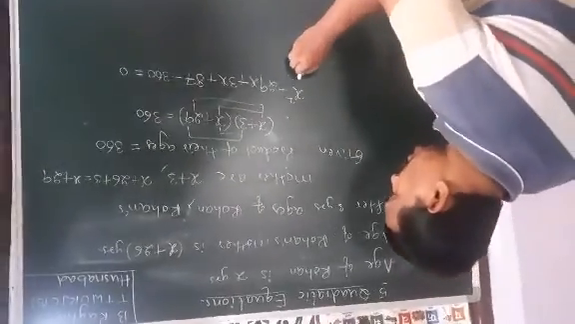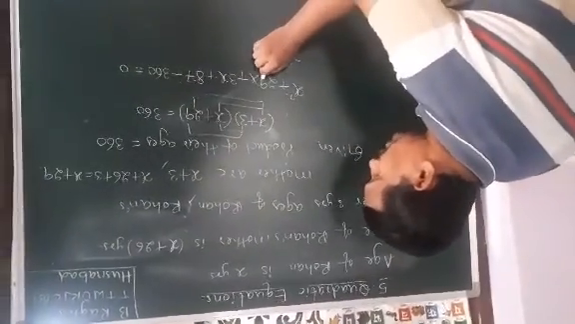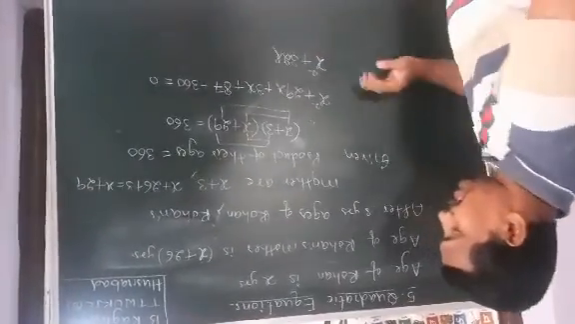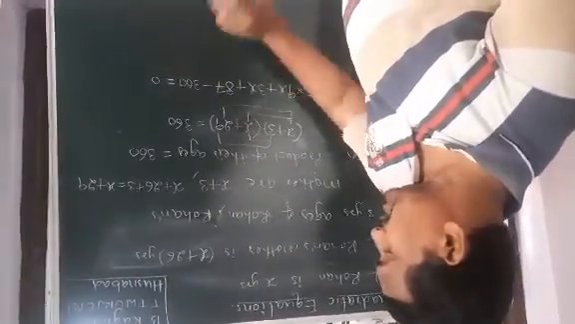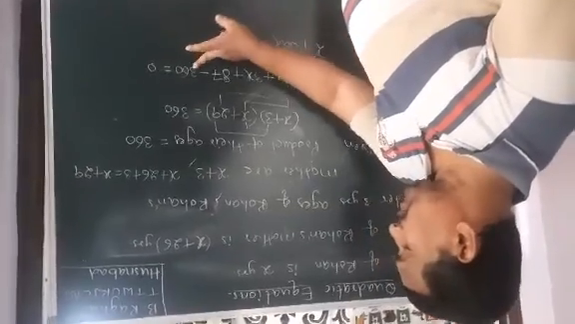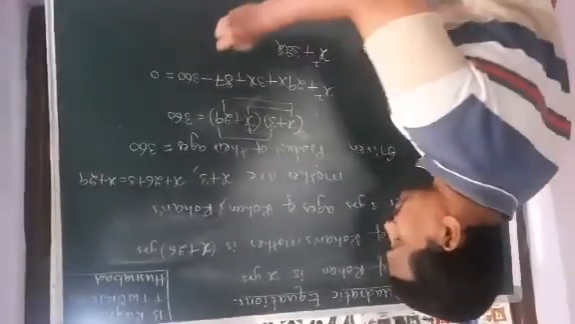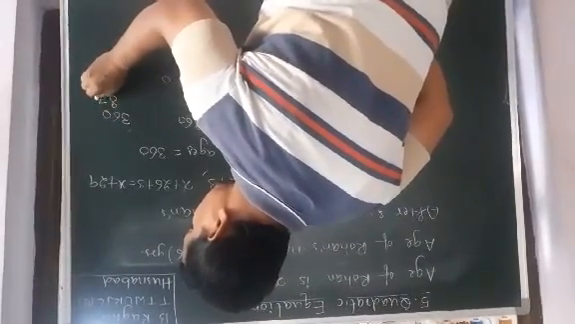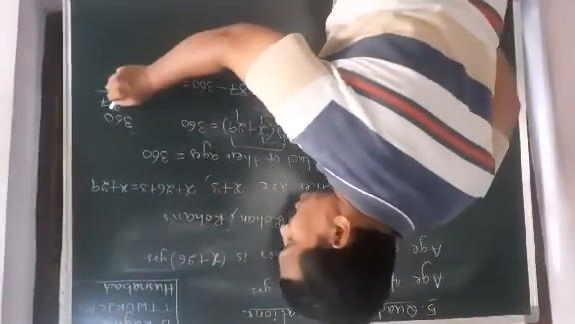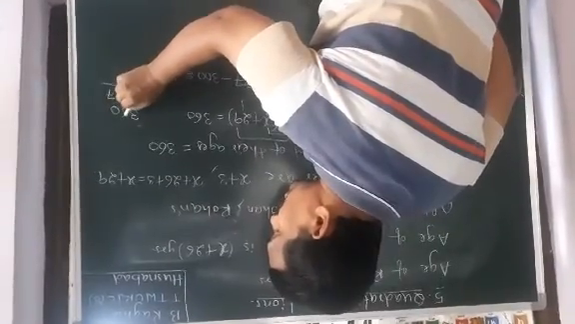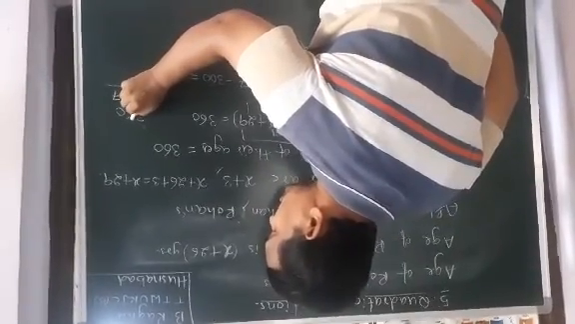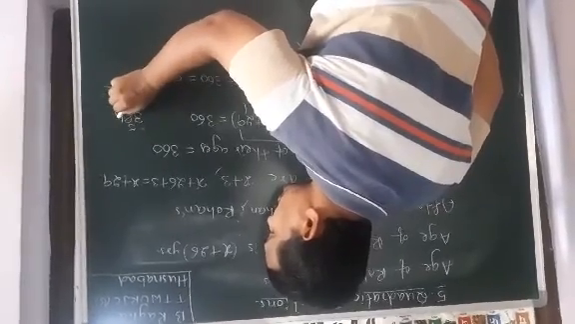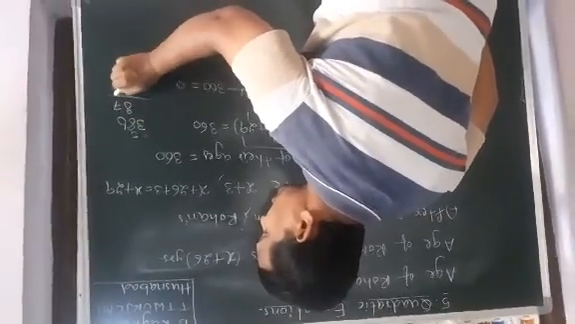Now, x square, 29x plus 3x, 32x. And here, 87 minus 360. So, subtract 87 from 360. 360, 87. So we can't subtract 7 from 0. Carry 1 from 6. That is 10 here. Here it is 5. 10 minus 7, 3.